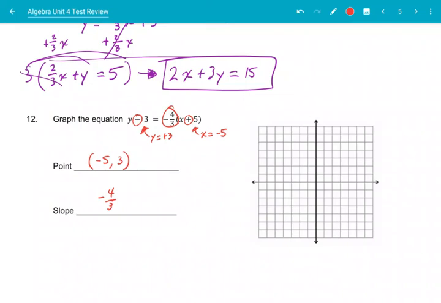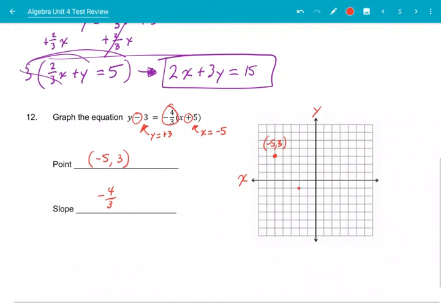1, 2, 3, 4, 5. Going back 5 on the x. And then up 3. Right there. Minus 5, 3. Now I can use the slope to find more points. So I'm going to go down 4. 1, 2, 3, 4, and over 3. Go down 4, over 3. And that's it. That's as many as we can fit on here. There's the line. There we go.